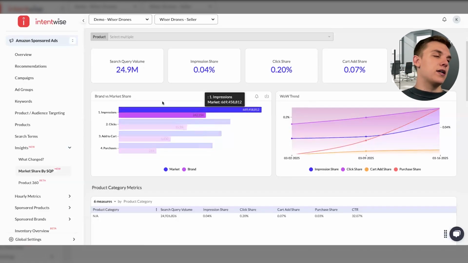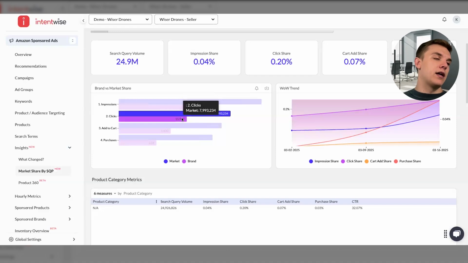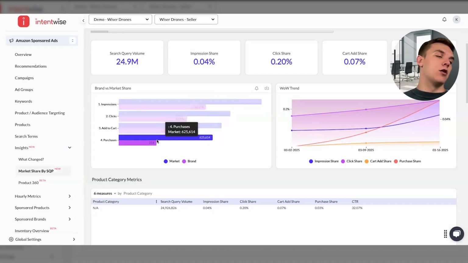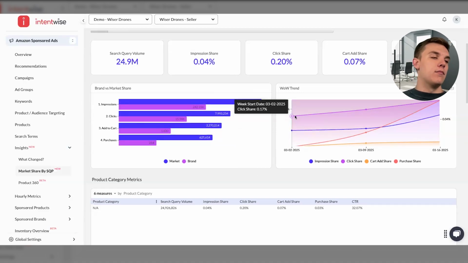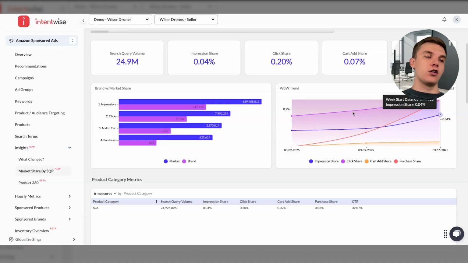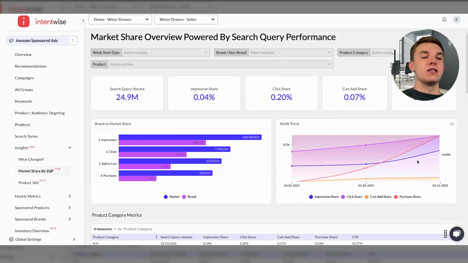And then we can compare this to the market. So I can say, okay, of the market's 669 million impressions, I'm getting 242,000 of them. Of the 7.9 million clicks, I'm getting 15,000 of them. And all the way broken down to 625,000 purchases to 214 purchases. I can see this week over week. So how did my click share change week over week? I went from 0.17 to 0.2 to 0.23. So I can see that clearly sometime around this week, I made a change, whether that was to my main images or my titles or my pricing. Then that's improved my click share here. If I wanted to dive deeper into that, I could select a specific product and see what products am I seeing that increase on.